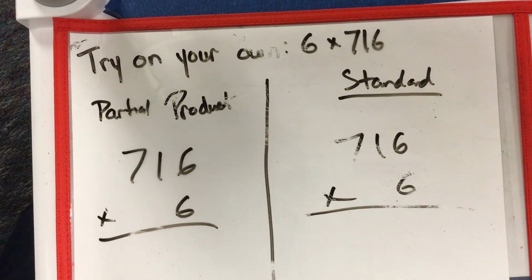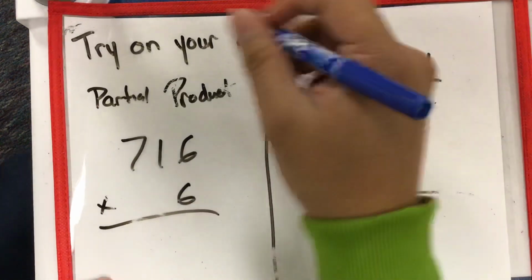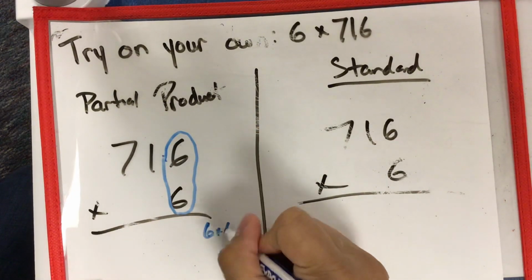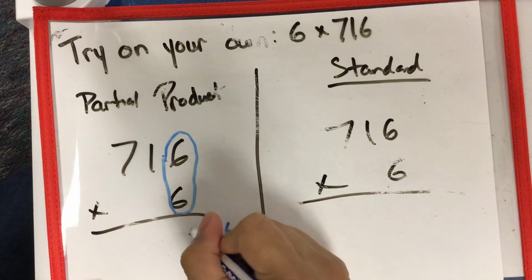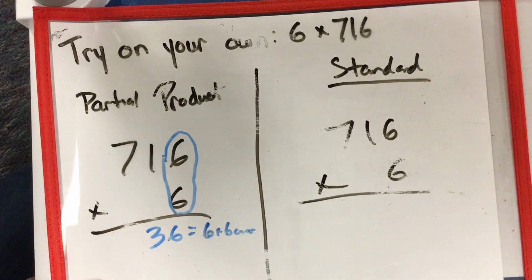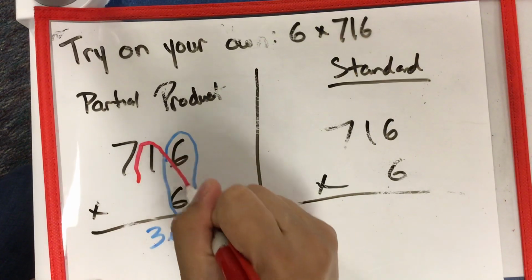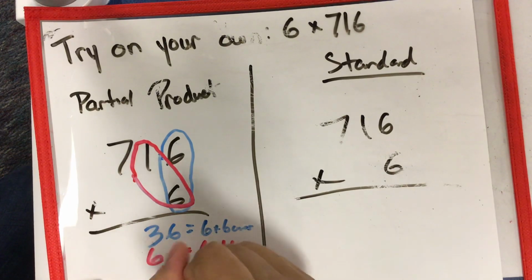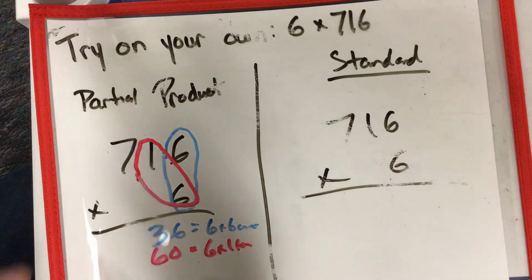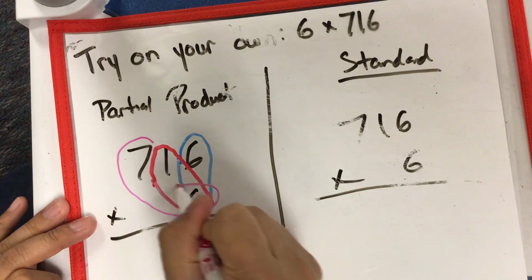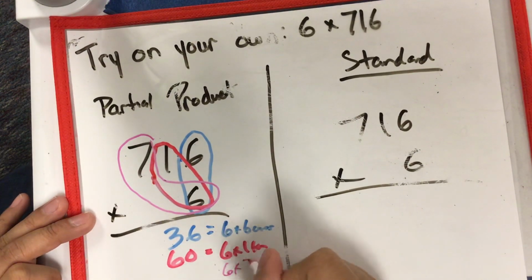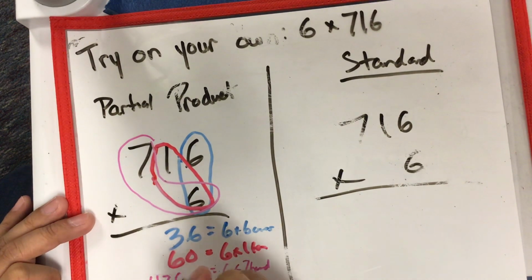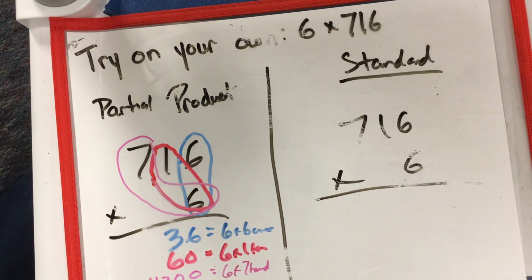Okay, so this time we're gonna go through partial product, we have 6 times 6 ones. That equals 36. We have 1 ten times 6. So 6 times 10. That equals 60. And then we have 7 hundreds times 6. That equals 4,200.